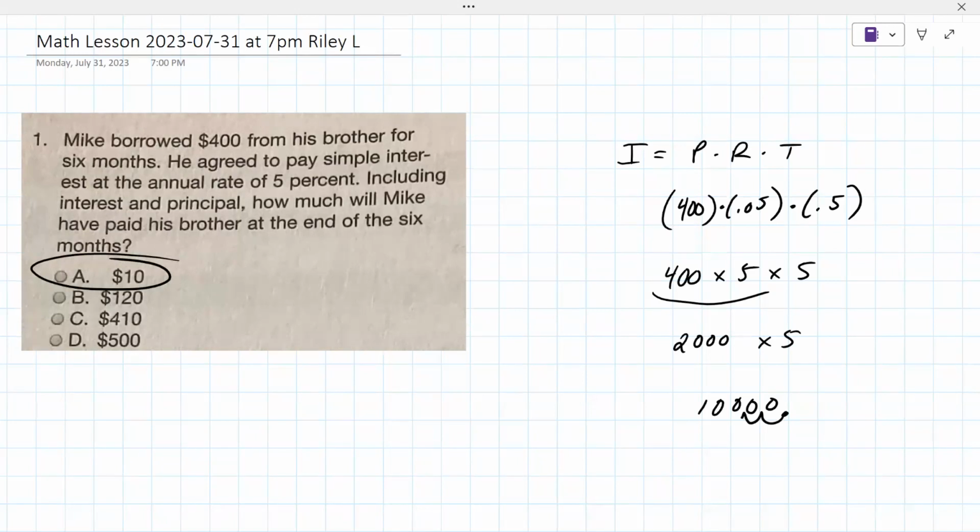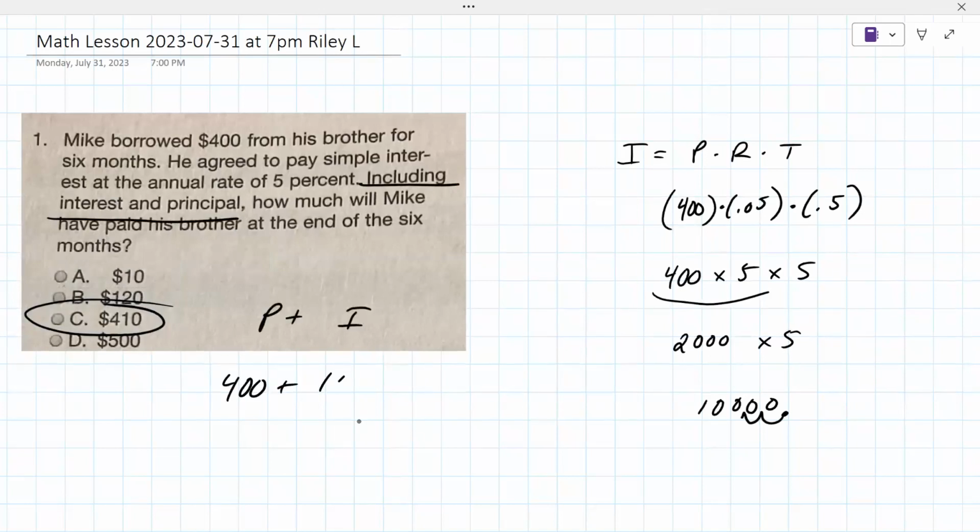Right. Well, we got number 1 done. You want us to move to number 2? How is it less though? Why is the answer 10? Why is the answer less than the original amount? Oh, I'm sorry. It says including interest and principal. So that's where there's an issue. The interest is 10. I didn't see that it was principal plus the interest. So the principal is 400 plus the interest 10. That gets you to the 410.